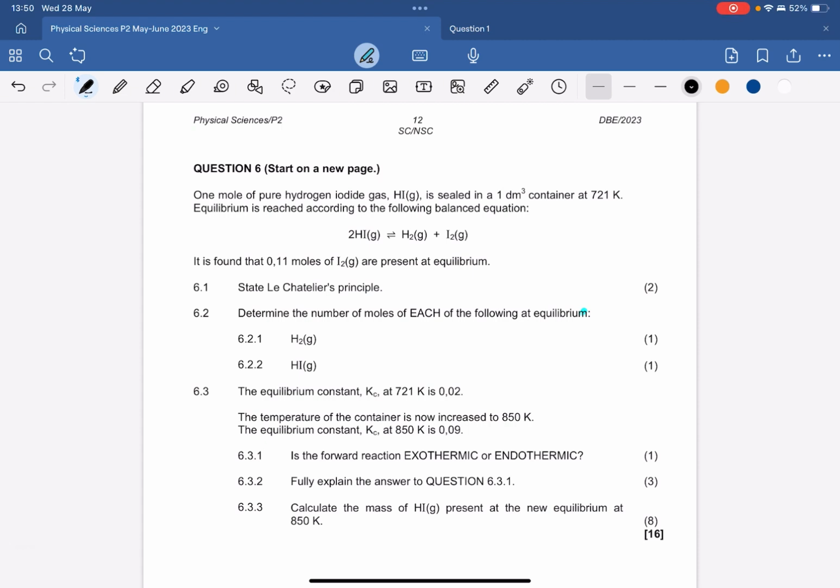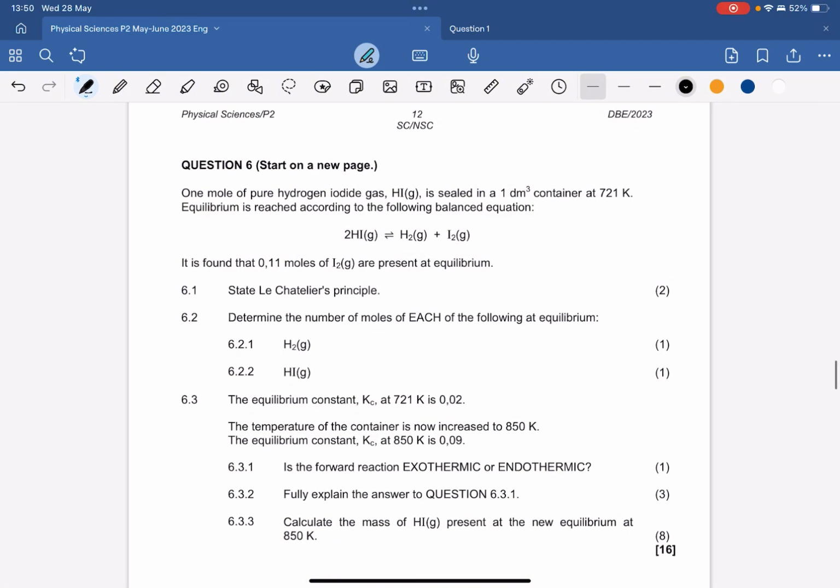In today's video, we're going to be taking a look at a question on chemical equilibrium. We're starting a new series, and this is part one of that series. We're going to be answering a series of exam questions on chemical equilibrium. So in front of me, I've got the 2023 June exam question paper, and we're taking a look at question 6, which is the question on chemical equilibrium.